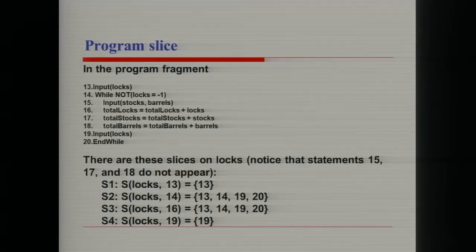Now let us see this by taking a small part of the commission problem and its slice. These are statements 13 to 20 of the commission problem. Here we are basically taking the locks as the input and calculating the total number of locks, total number of stocks, and total number of barrels sold by the salesman. So while not locks is equal to -1, the loop will keep on iterating.